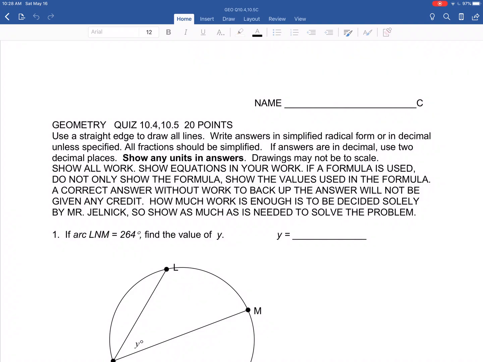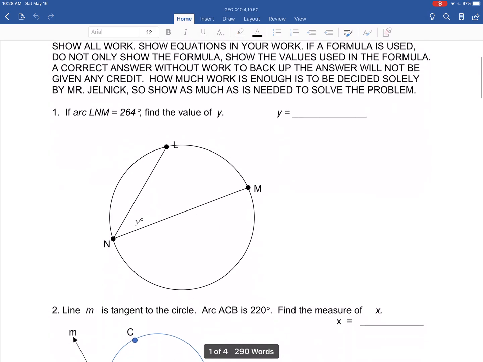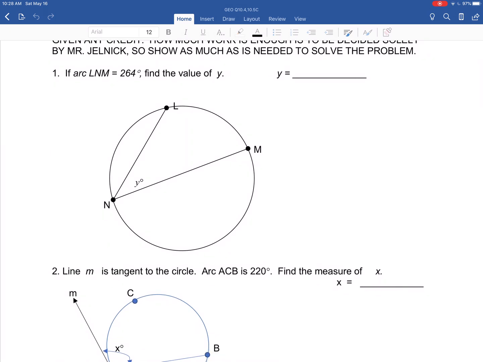This is going over quiz 10-4, 10-5. Let's see what we've got here. On problem one, let's see what they give us first of all.